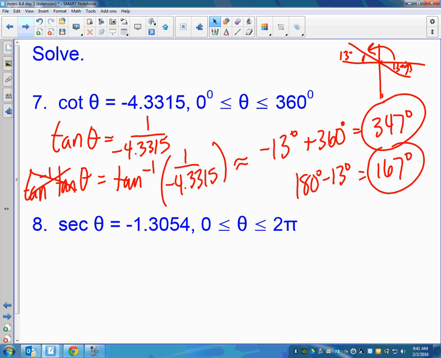And you can check that if you want. It's kind of hard to check cotangent, but I'm going to take 1 divided by tangent of 167, and I'm going to get negative 4.3315 if I round to 4 decimals. Which means you can check your answers to make sure that it works out correctly. But every single angle, whether it's an angle in the unit circle or it's an ugly angle, there's always going to be 2 answers if you're going all the way around the circle.